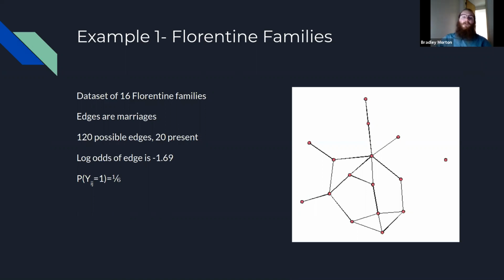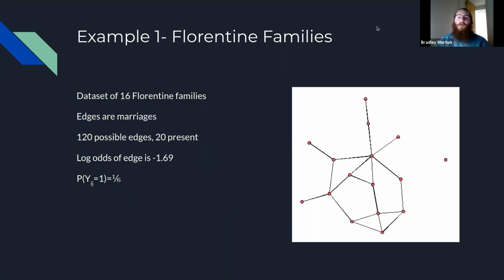And so when we fit the edge-only model, we get the log odds of an edge occurring of negative 1.69, which translates to a probability of 1/6, which makes sense. This is what we would expect to get if we're only looking at the chance of an edge occurring, and you have 20 edges out of 120 possible, then each edge has a 1 in 6 chance of occurring.